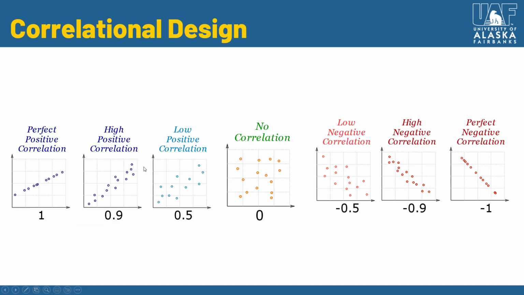And so, putting this all in context, you can see that the number itself, the absolute value, represents the strength, or how tightly packed together these data points are in the scatter plots. And then the sign, positive or negative, just indicates the direction of the relationship, right? Is it positive? Do they increase and decrease together? Or is it negative? Do they increase and decrease inversely?